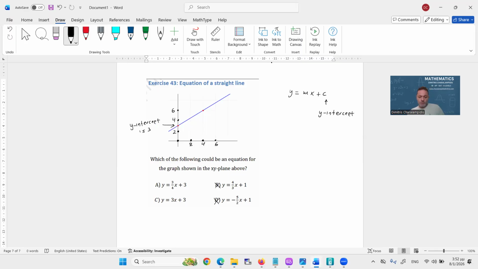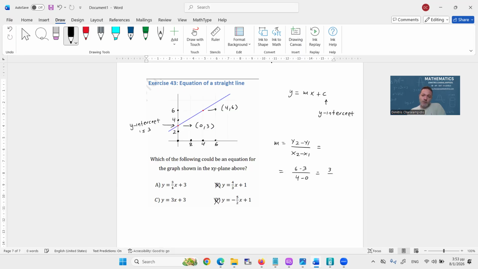With regards to choosing either A or C, we need to find the slope. Slope is y2 minus y1 over x2 minus x1. For that, we would need 2 points. Here they are. One with coordinates 4, 6, and the other one is the one used already with coordinates 0 and 3. By applying the formula, we get 6 minus 3 over 4 minus 0.